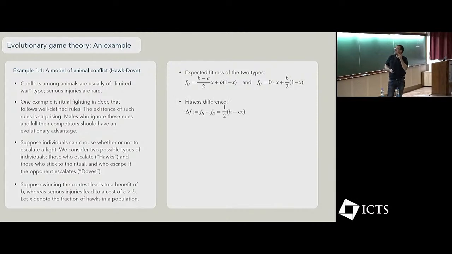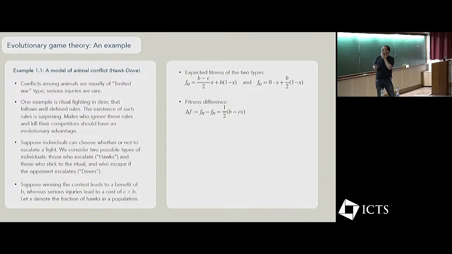Okay, and similarly, we can derive the fitness of a dove. If a dove meets a hawk, it runs away and gets nothing. But if a dove meets another dove, they do their ritual fighting, nothing bad will happen, and with probability 1/2 they get the benefit. Now you can calculate the fitness difference between those two. So what is the fitness of the hawk minus the fitness of the dove? And you see, simple algebra tells you that it's 1/2 (B minus CX).